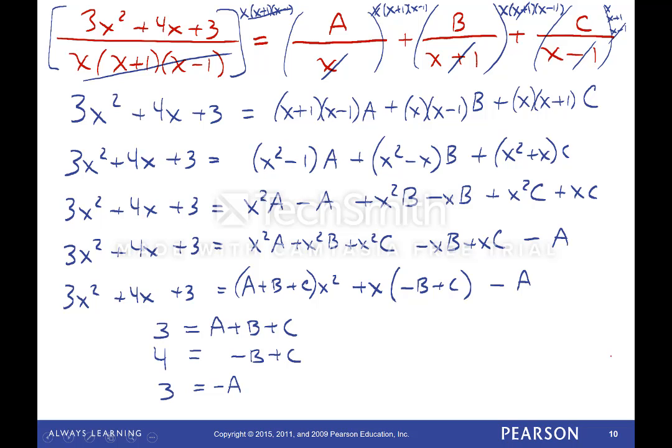All right, we don't normally see it like this. I think the way we normally see systems of equations is the constant term is on the right-hand side. So I'm going to flip them over here. A plus b plus c equals 3. Negative b plus c is equal to 4. And negative a is equal to 3.